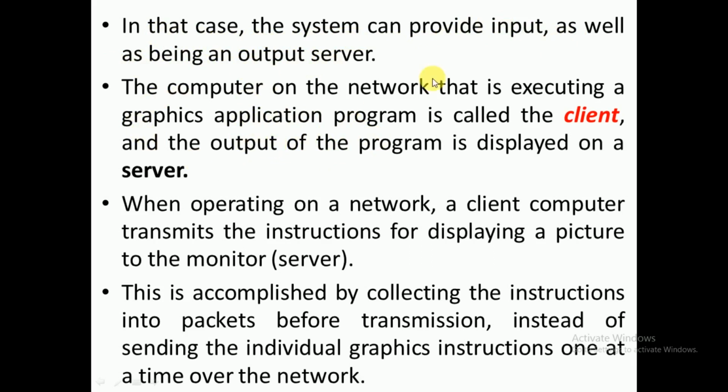Here you generate the output of your program, then send that output to the server side. That server is nothing but your monitor. How to do that? When you are operating in a network, the client computer transmits the instruction for displaying a picture to the monitor. The output is already there in your frame buffer. What your client machine has to do is send the content of that output to a server machine, that is a monitor. Then on that monitor, that output will be displayed.